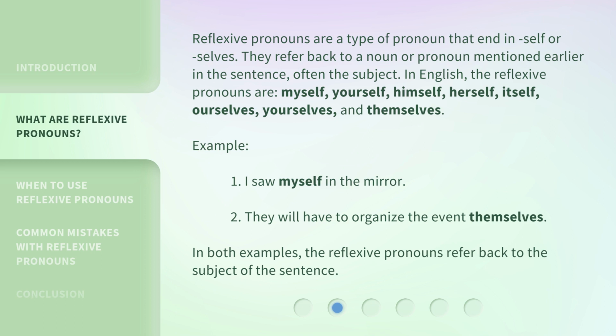Example: 1. I saw myself in the mirror. 2. They will have to organize the event themselves. In both examples, the reflexive pronouns refer back to the subject of the sentence.